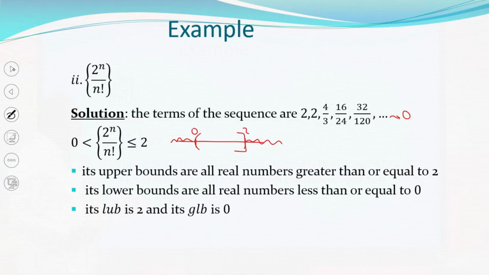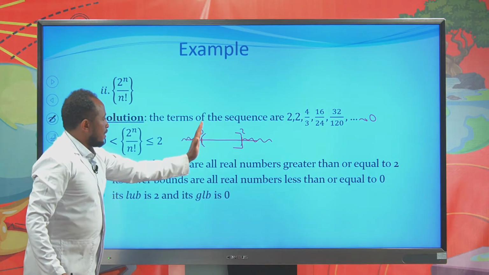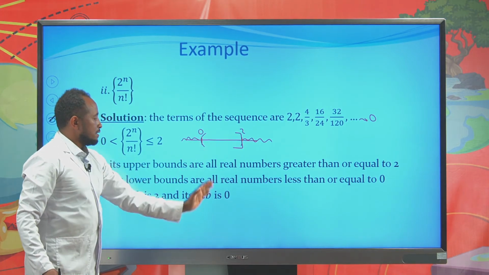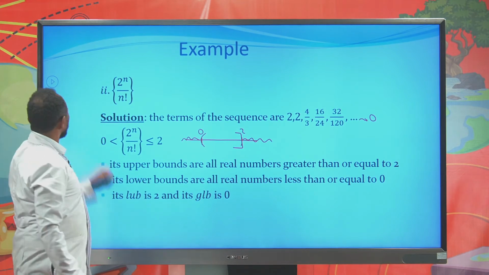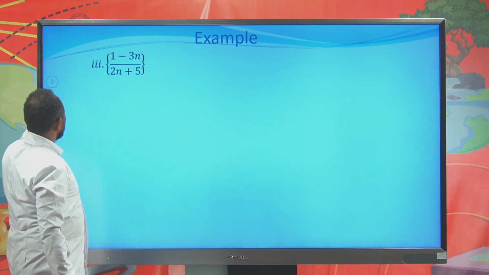Least upper bound: from the upper bounds, the least number is this 2, and the greatest lower bound: from the lower bounds, the greatest number is this 0. So this is the answer. Now let's continue to the third example.